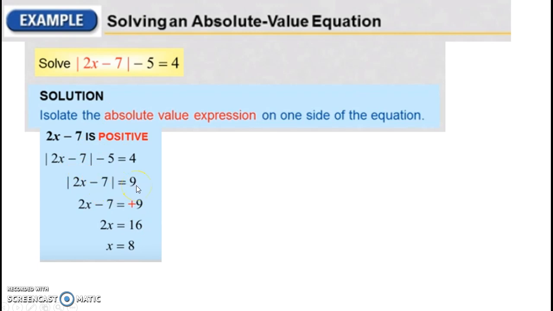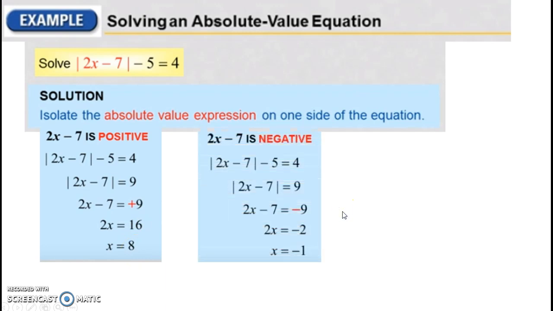And so now we're going to split it up into setting it equal to positive 9 and setting it equal to negative 9. For the positive side, we get 2x minus 7 equals positive 9. You add 7 to both sides, you get 2x equals 16, and then you divide by 2 and get x equals 8. On the negative side, you will still add that 5 over to the other side before you start to set it equal to the negative.